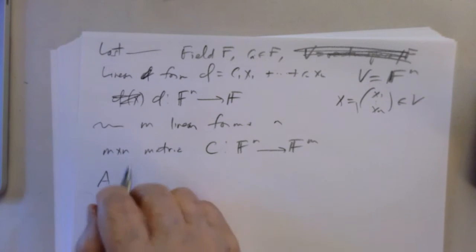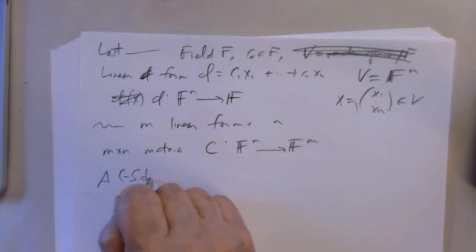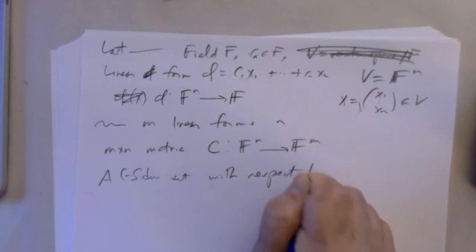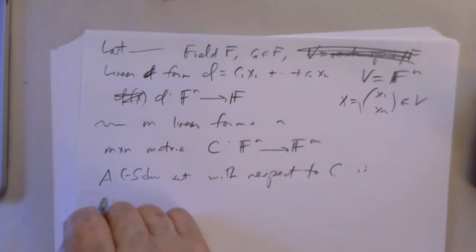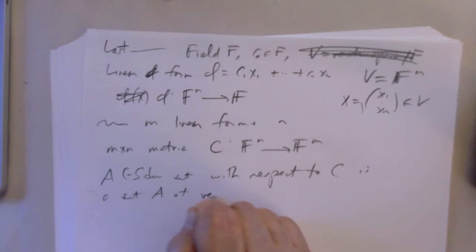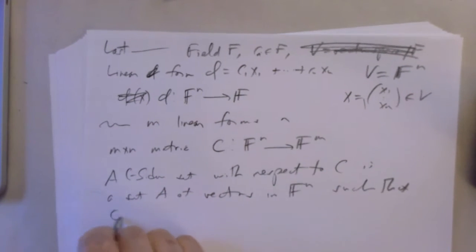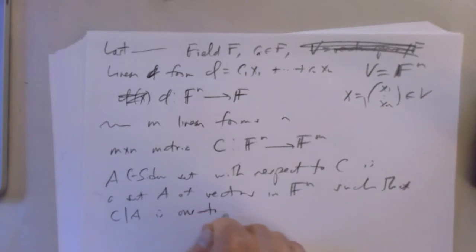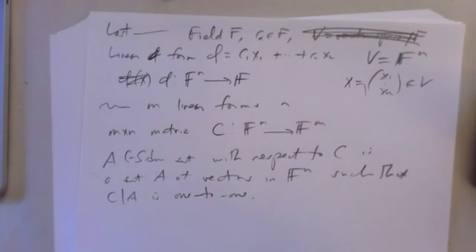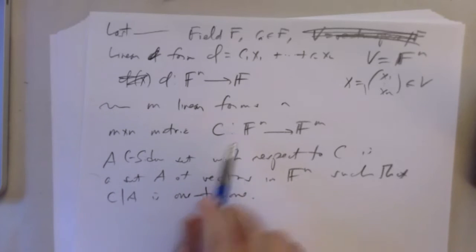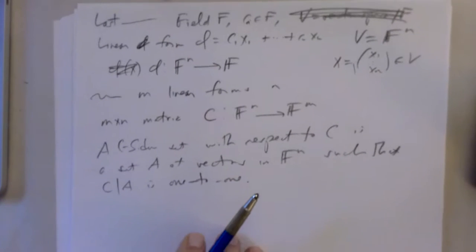And a Sidon set with respect to the matrix C is simply a set A of vectors in F^n such that C restricted to A is one to one. I mean, when we talk about Sidon sets, we just mean we have some linear form, and a Sidon set is just a set where the form restricted to that set is one to one. So you can just as well look at sets of vectors, look at matrices and sets of vectors.